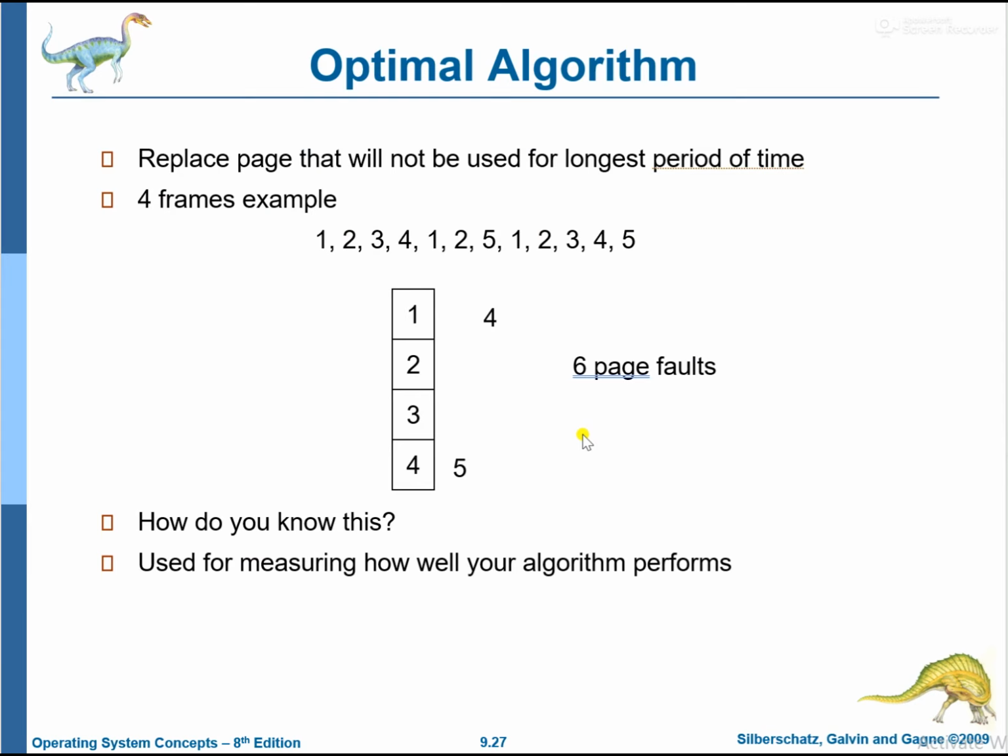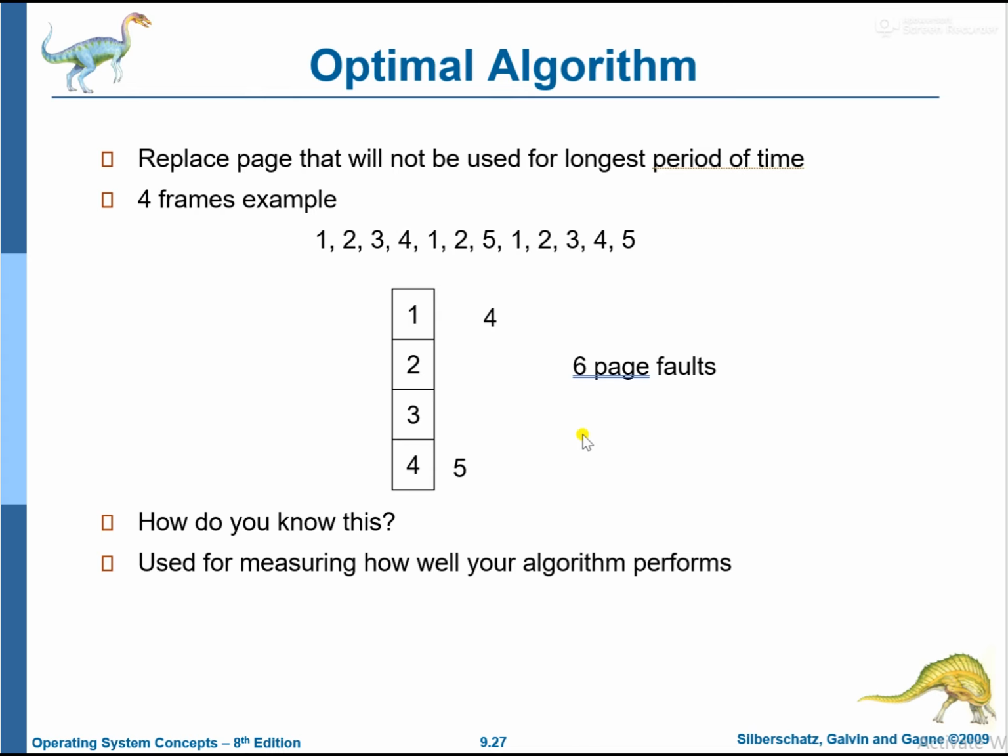Okay, then the other algorithm that is used for page replacement is called the optimal algorithm. And why do we call it the optimal algorithm? Because it is known as the best algorithm used for page replacement, because its performance is best in terms of giving us the minimum page faults.